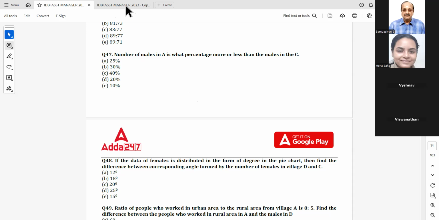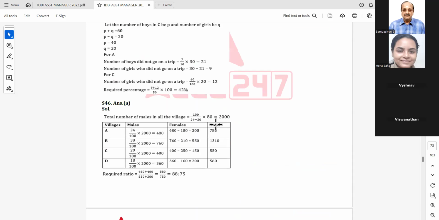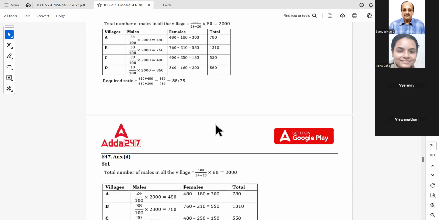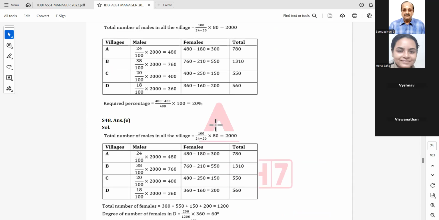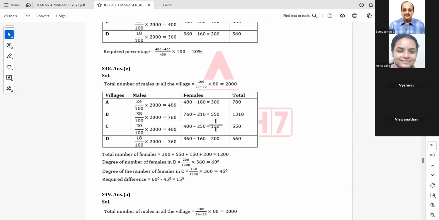Could you find that? Let us see here in 48, what have they given? Yes, same thing they have worked out, 15%. Did you understand? Saga ji? Yes, sir, understood.